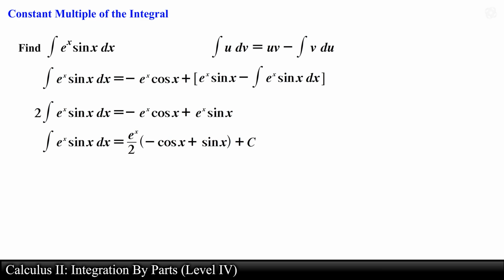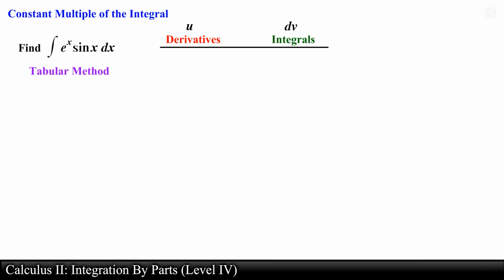Since this integral requires the use of multiple integration by parts, we can also use the tabular method to find the integral. But we need to pay close attention and spot the constant multiple of the original integral. Let's illustrate how this is done. We first need to create 2 columns and select our u for the first column and our dv for the second column. Next, we repeatedly take the derivative of the function in the first column and take the integral of the function in the second column.